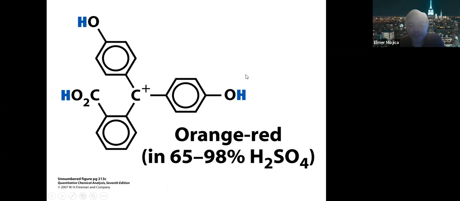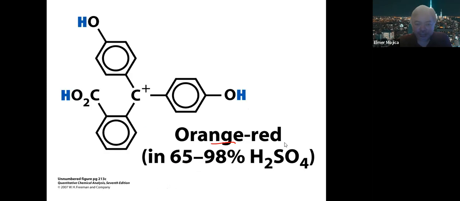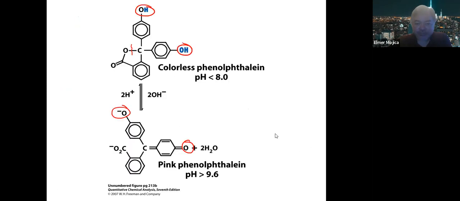Now, you can also have a phenolphthalein at low pH, which is different. From colorless, it can become orange-red because all of them are protonated. And at much higher pH, around 11, you can have a colorless phenolphthalein again. So it's just the same thing as the one that you have there.